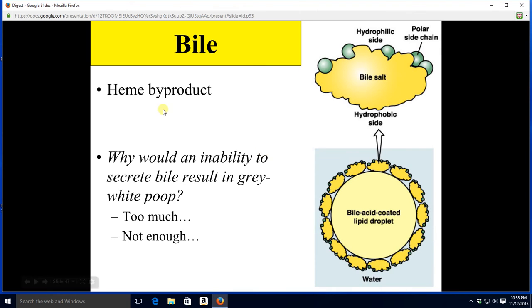Bile also contains a heme byproduct, bilirubin. Good old bilirubin. So what you got to do is figure out then, why would a lack of bile secretion result in grayish, whitish poop? There'd be too much of something and not enough of something else. Let me know what you come up with.